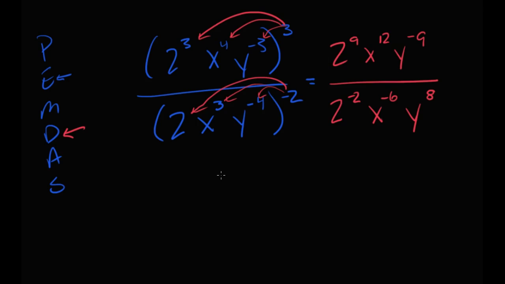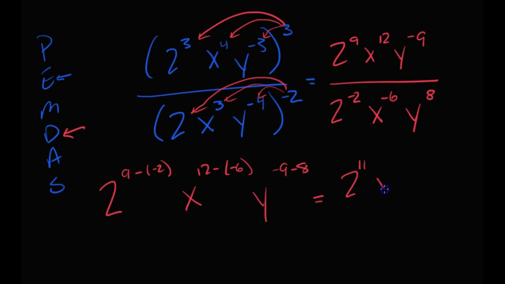That means we're going to use the quotient rule, so we're going to do subtraction. So we'll have 2, 9 minus negative 2. Then we'll have x, 12 minus negative 6. And then we'll have y, negative 9 minus 8. That gives us 2 to the 11th, x to the 18th, y to the negative 17th. And then positive powers mean they're going to stay where they are, but negative power means this goes down to the denominator. So fully simplified, 2 to the 11th, x to the 18th, over y to the 17th.